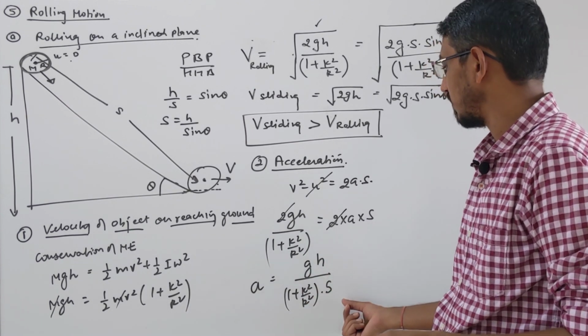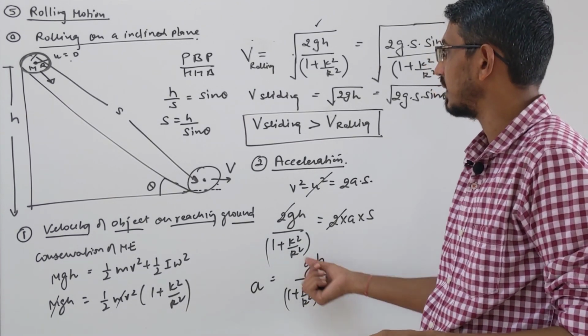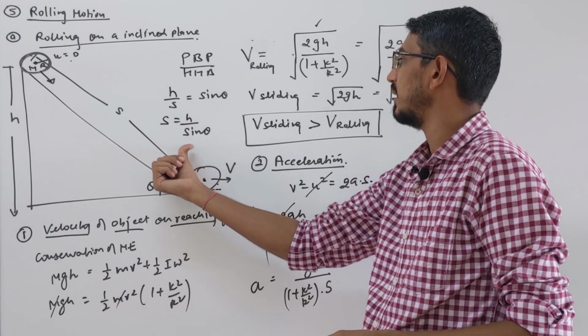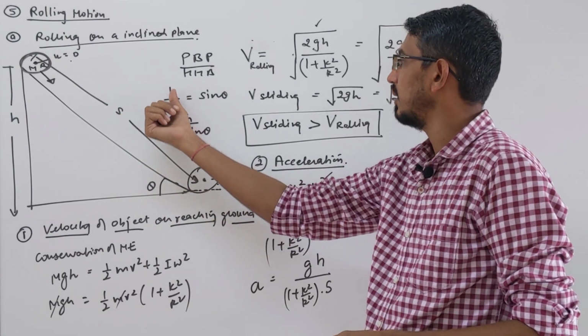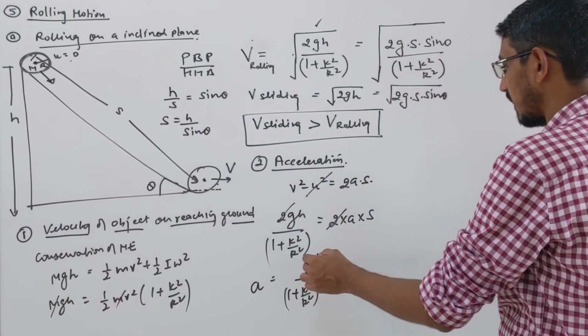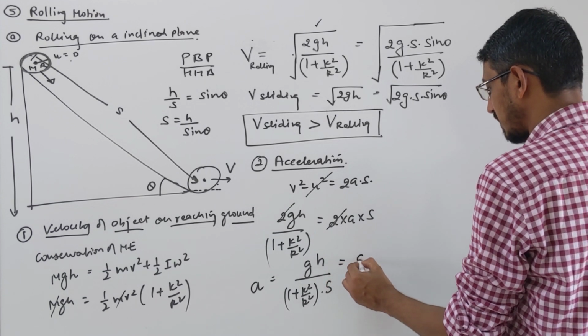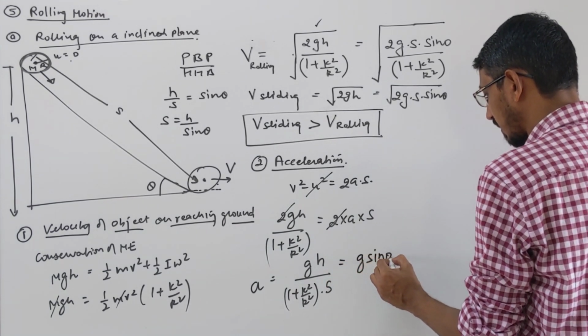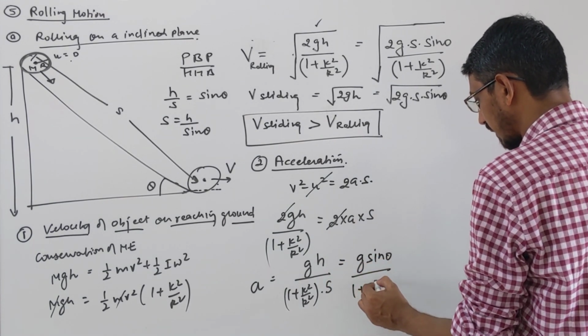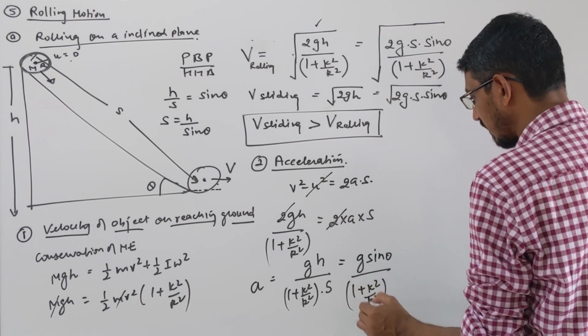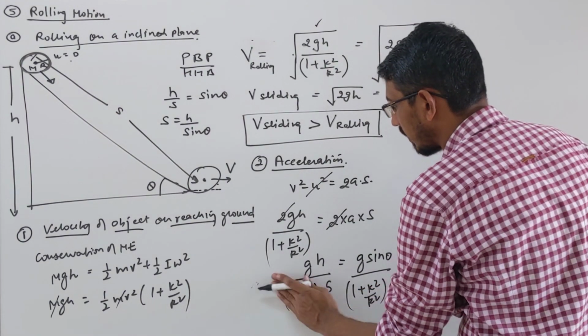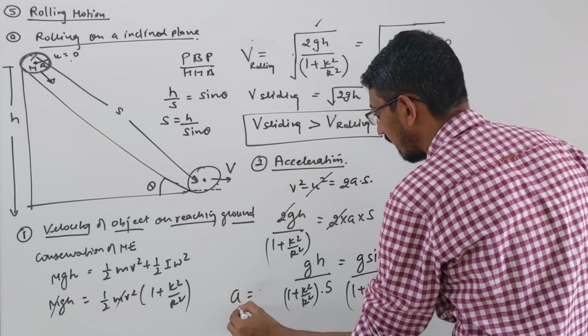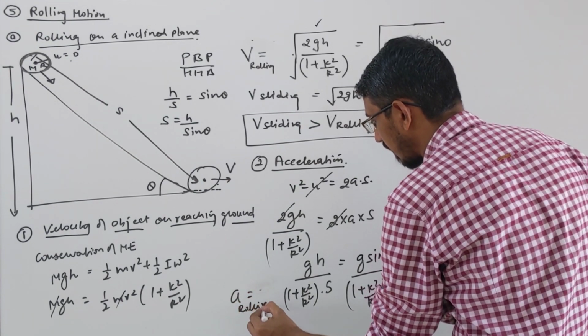Now focus on this point: h by s becomes simply sin theta. So this answer you can also write simply as g sin theta by 1 plus k square by R square. This is called your acceleration in case of rolling.